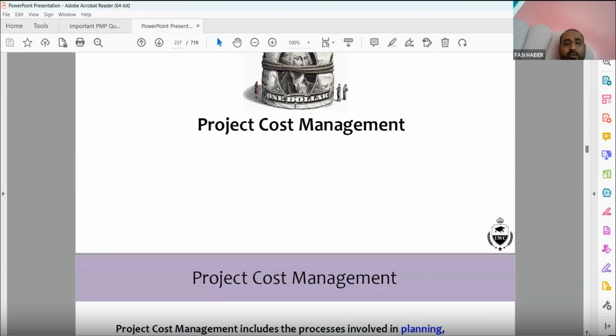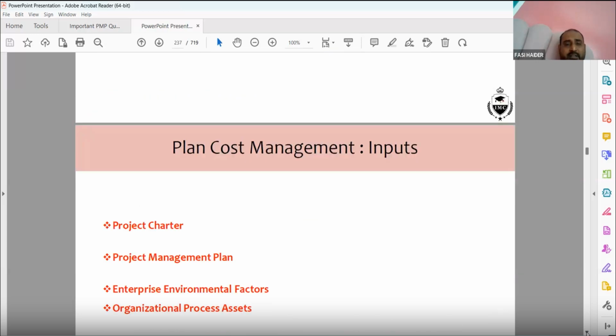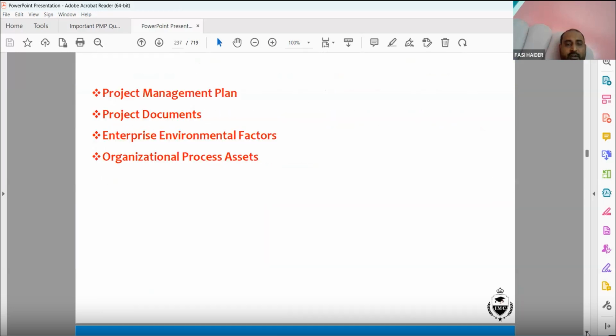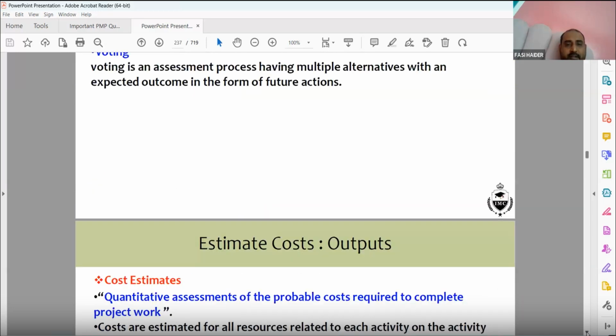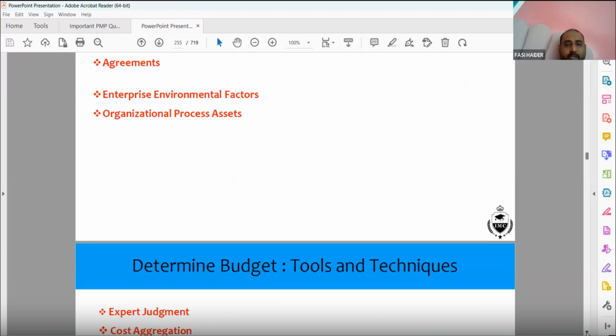And then we talk about project cost management. Cost is very, very important for the project. You plan the cost management, everything. Estimate cost, plan the cost. Determine the budget. Budget is approximate cost.